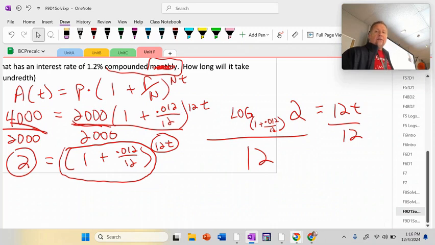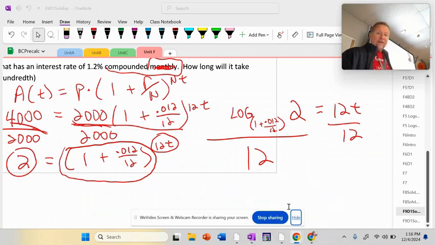So, okay, let me press the right button. Stop sharing. No, I know I hit that.